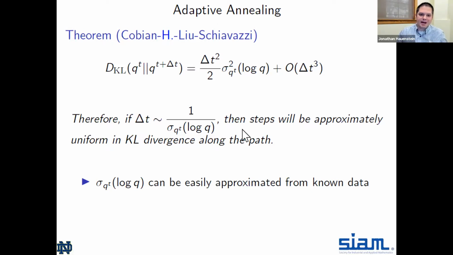And the nice thing about this is we can actually approximate this locally from known data. So it makes it really easy. So uniform step size in T is terrible because the KL divergence changes not uniformly. We want to take a modified approach based on local behavior of the standard deviation, so then we can have a uniform across the path.